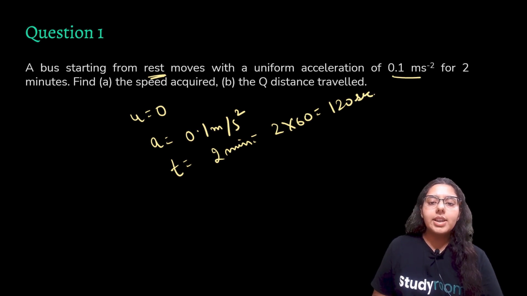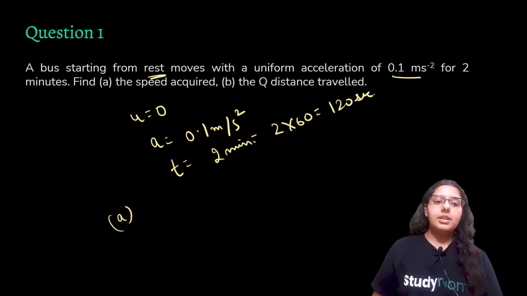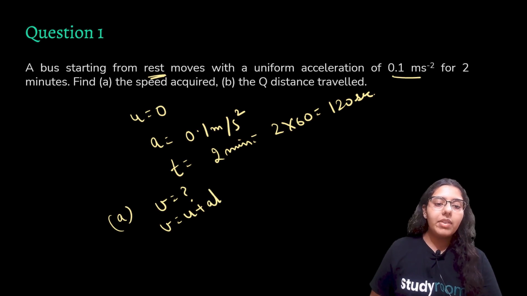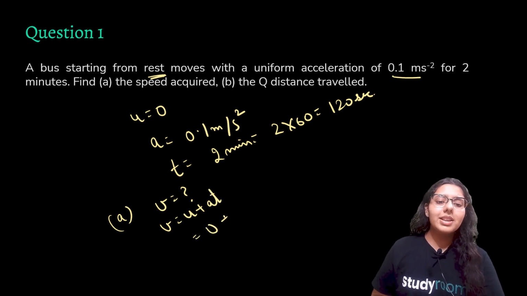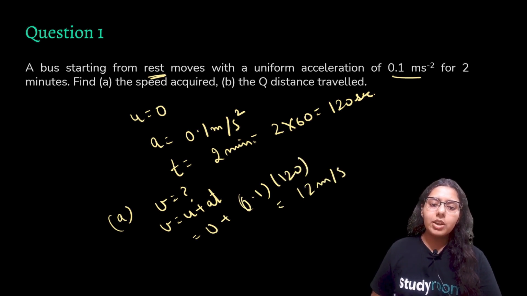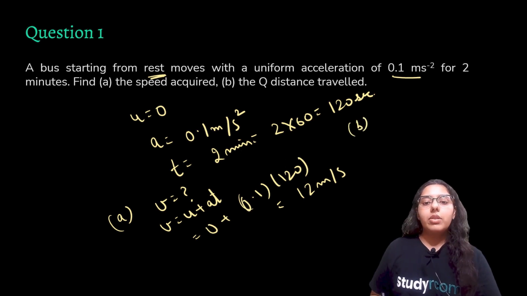So firstly, we have to find the speed required. Firstly, we have to find v, right? So how can we find v? Simply v is equals to u plus at, right? So it is 0 plus 0.1 into 120. What is it? It is 12 meter per second. Secondly, we have to calculate the distance traveled. So see, your three equations of motion are so useful. You can calculate anything, right?